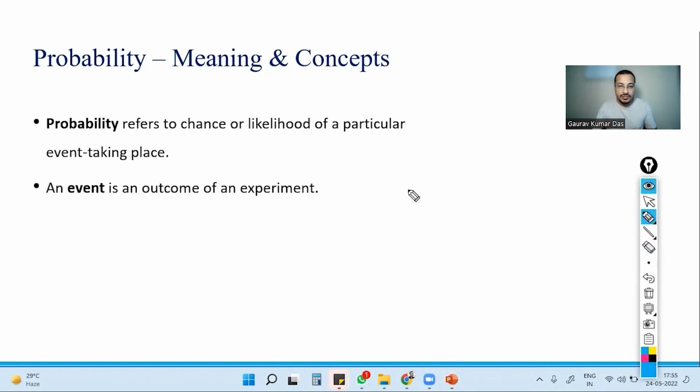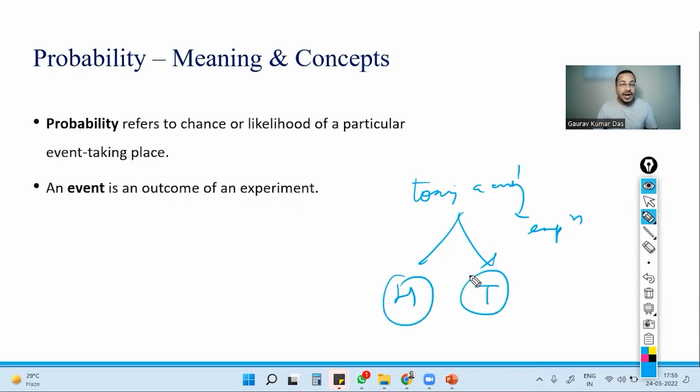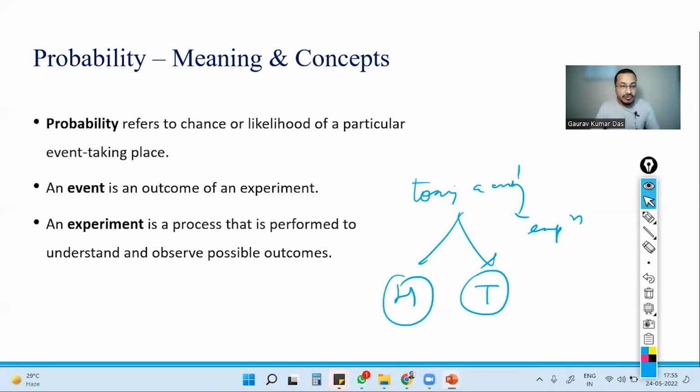Suppose I toss a coin. So tossing a coin is an experiment. And what does a coin toss give you? It may either give me a head or a tail. So head and tail are outcomes, or events, of an experiment, but only one of them can happen in one experiment. If I toss a coin, the outcome is either one of them, and both have a 50% chance of occurrence. So an experiment is a process that is performed to understand and observe possible outcomes. It's a process that is performed to get certain results.